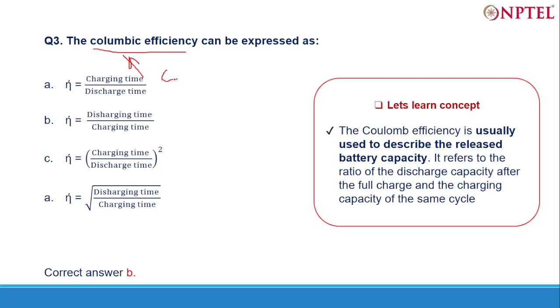Why? What is Coulombic efficiency? How can it be varied? Can the Coulombic efficiency be applied to anything, or is it very much related to charging and discharging only? So you need to understand these concepts.